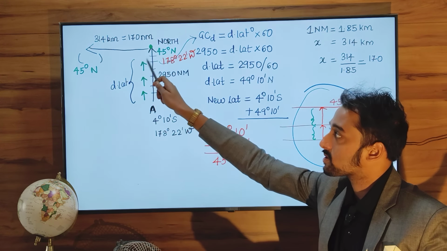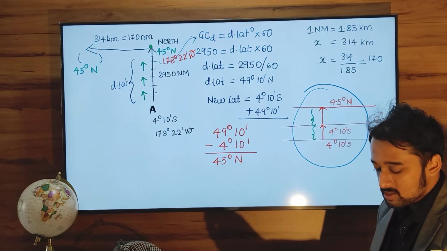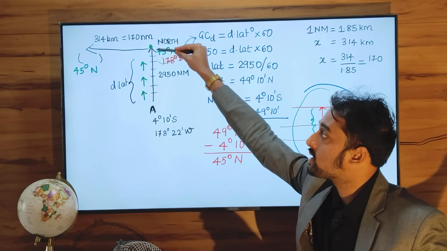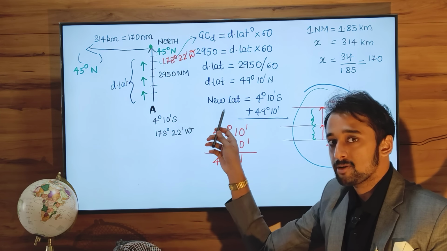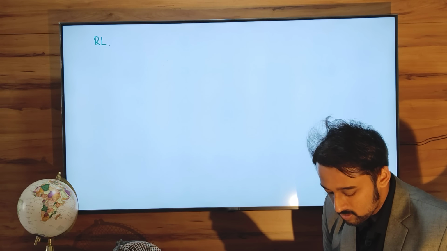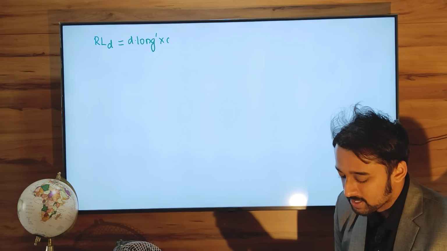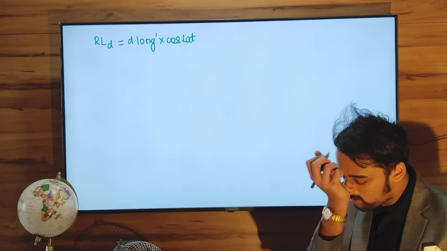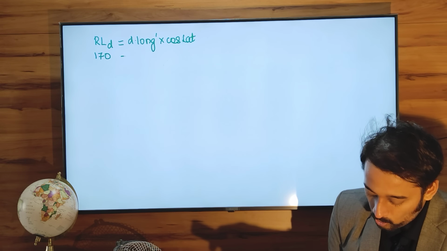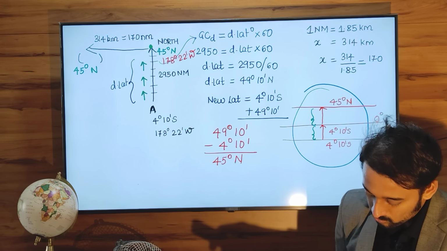So when you fly a westerly heading, you will arrive at a new longitude, and this will be the rhumb line distance. When you travel along a latitude between two different meridians, that is your rhumb line track. So let's write here: rhumb line distance equals d long in minutes into cos of latitude. The distance given to us is 170. D long I don't know, because I only know one longitude, into cos of 45 degrees north.